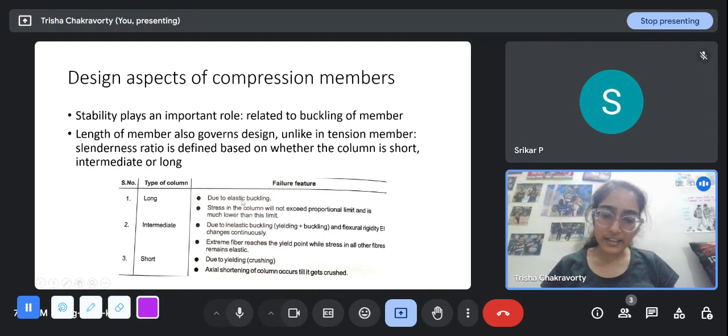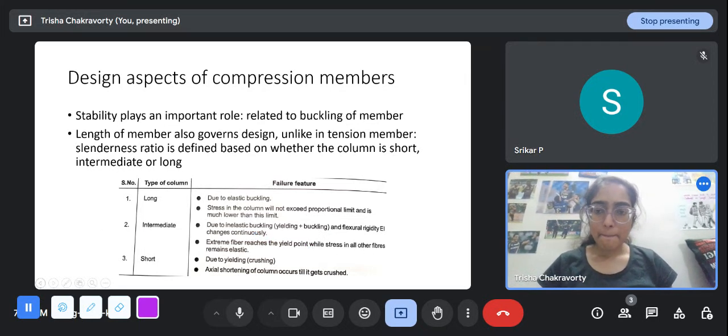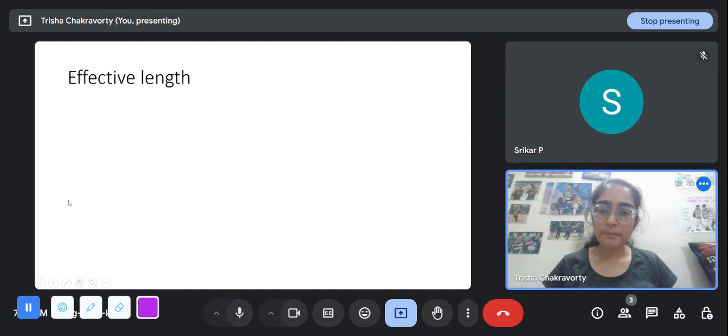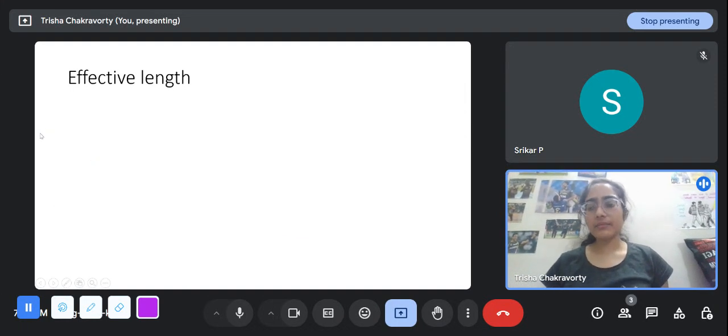But here in buckling, we have to consider that buckling is a completely geometrically non-linear phenomenon, and the structural rigidity EI changes continuously. For that, the extreme fiber reaches the yield point while stress in all other fibers remains elastic. This is where we would stop the design. We would not let the inelasticity enter the entire structure. Effective length is an important term for buckling.